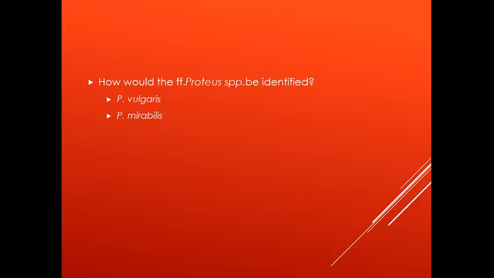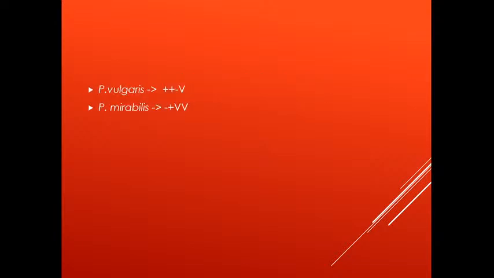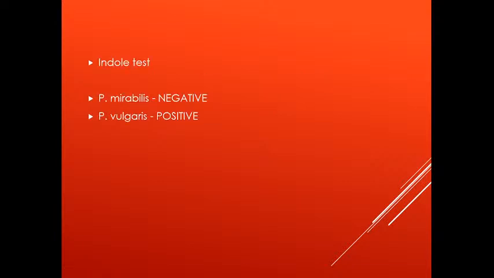How would the following species be identified? You use the indole test, okay? Proteus vulgaris will test positive, whilst Proteus mirabilis will test negative. So look back at our discussion. From the IMViC result, Proteus vulgaris will test positive, while Proteus mirabilis tests negative. Let's go back. Is it the correct one? See the importance of memorizing the IMViC results of the organisms? I cannot stress it enough for you guys.